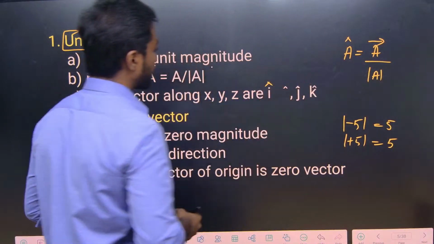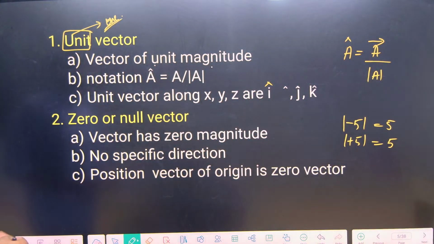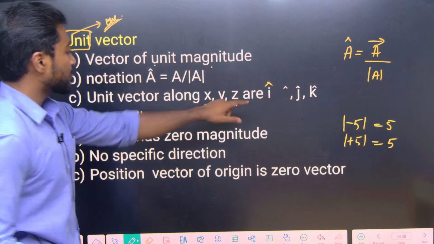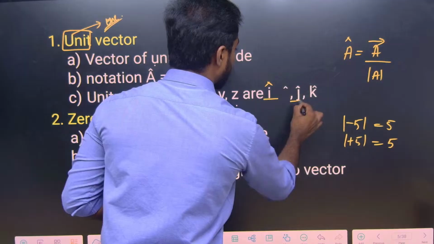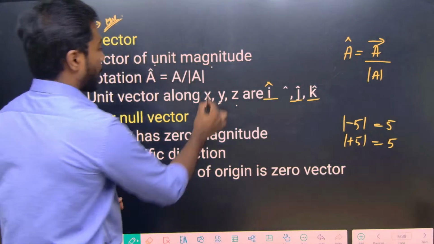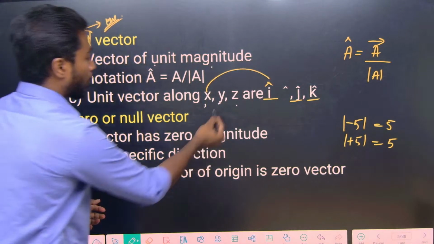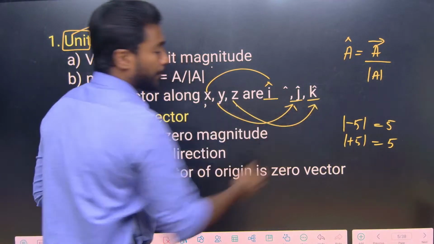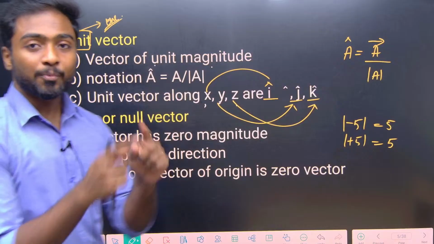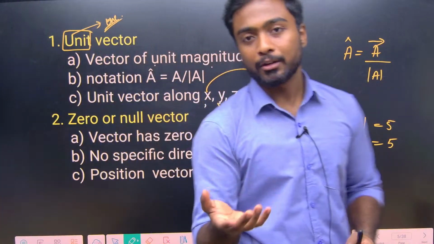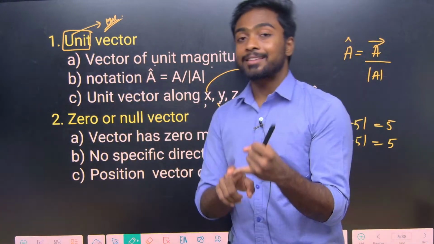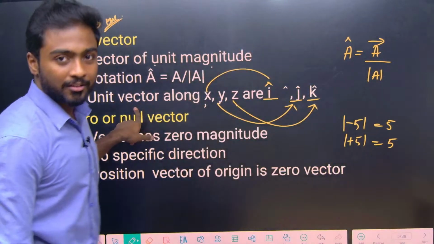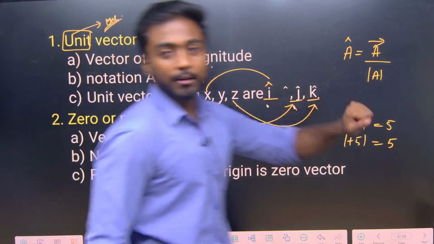This is i cap, j cap and k cap. The unit vectors along the x axis, y axis and z axis are called i cap, j cap and k cap. x is i cap, y is j cap, and z is k cap. Usually, in space, in the graph, we talk in terms of the x axis, y axis and z axis, and when denoting them in vectors, we use i cap, j cap and k cap.